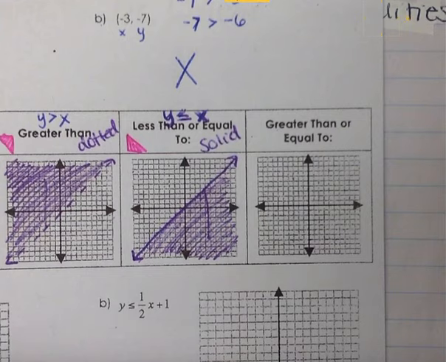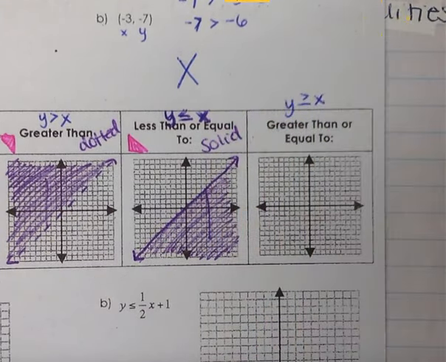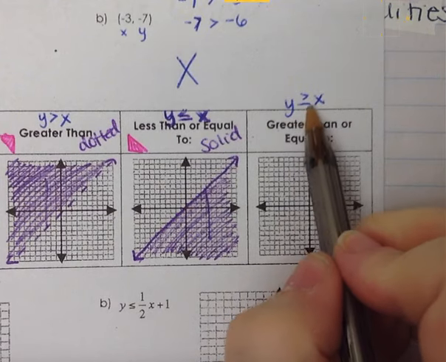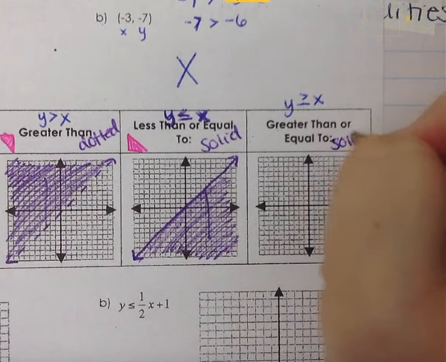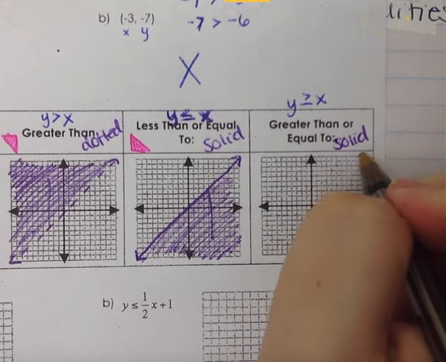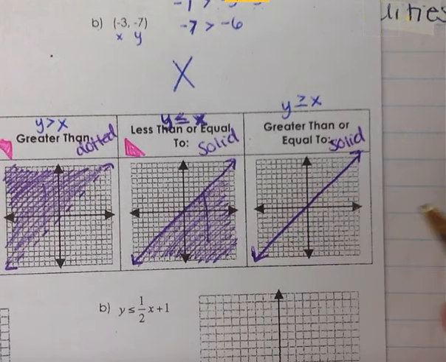So again, that greater than or equal to, so that would be y is greater than or equal to x. This is, again, going to be a solid line because there is a solid aspect to the inequality. So it will be a solid line of y equals x. And now I just need to shade it.